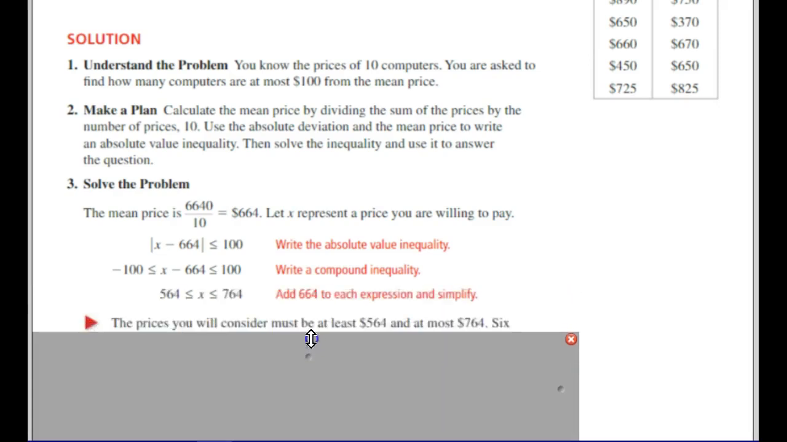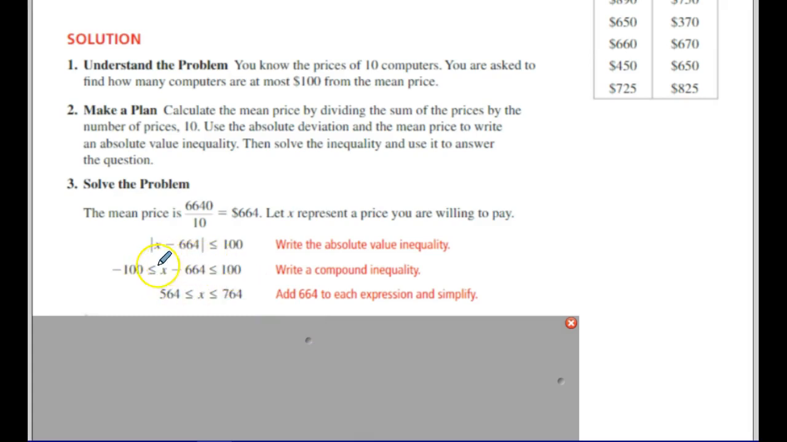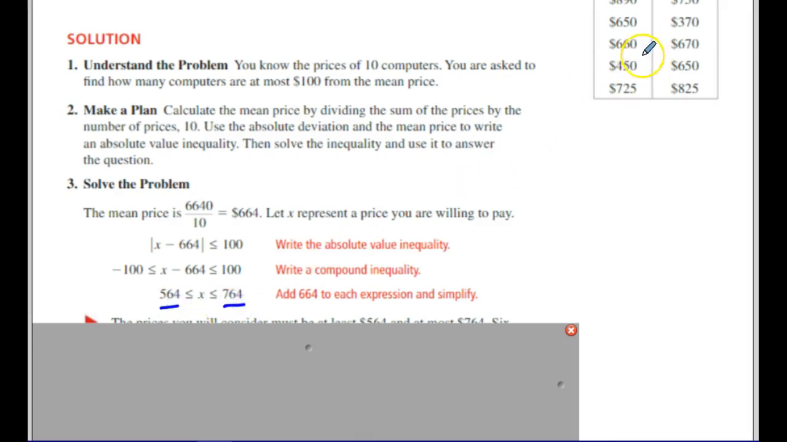and solve. Okay, so here we set this up as a compound inequality. We can also just set it up how we were doing it before. But I also know that this is going to be an AND statement because this is less than or equal to. So I know I've got $100 on either side, right? Because I'll pay $100 less and I will pay $100 more. So then to solve for this, I'm just going to add my 664 and see where I end up. So then I can simplify. So this tells me I am willing to spend between $564 and $764 on my computer.